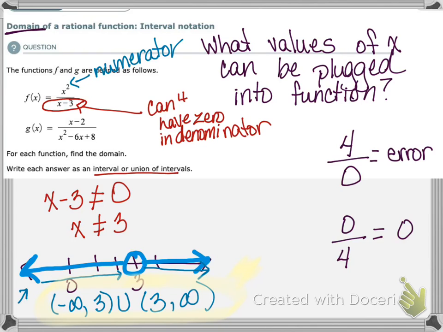And again, you don't have to worry about the numerator. The only thing that you're worried about is what you cannot have in the denominator. Because if you have 0 in the numerator, your answer is just 0. It's 0 in the denominator that gives you an error. Okay, now I'm going to erase this, so you need to pause it if you need more information there. And then we're going to do our second one.